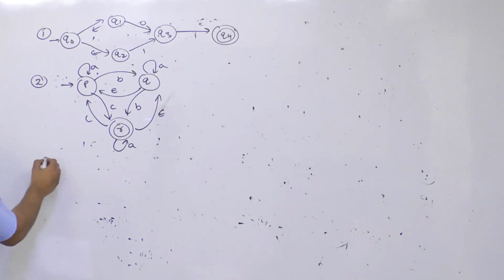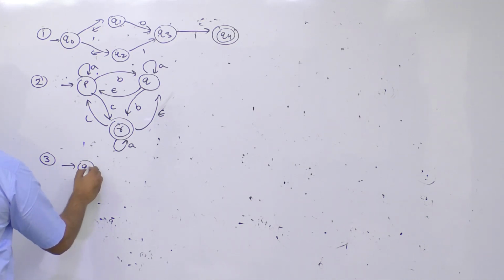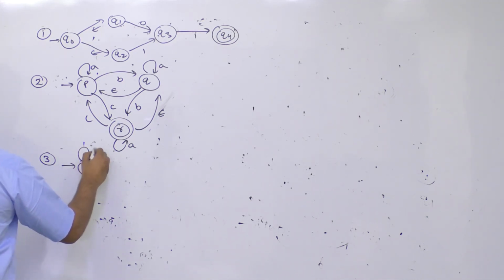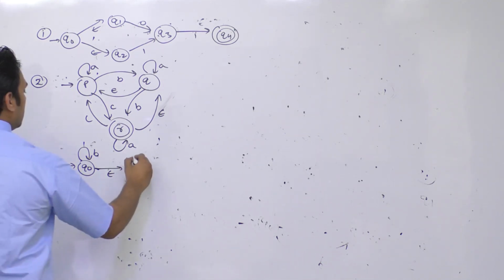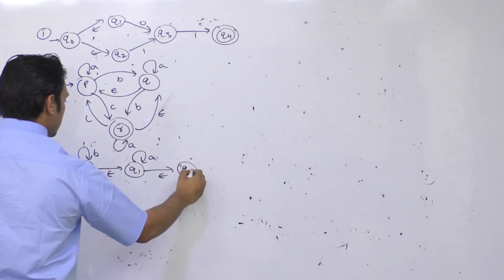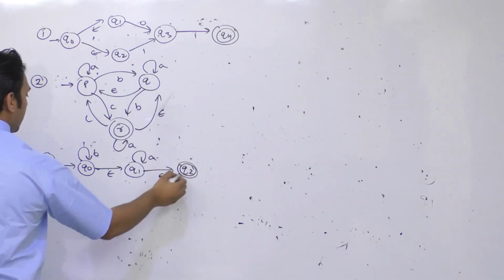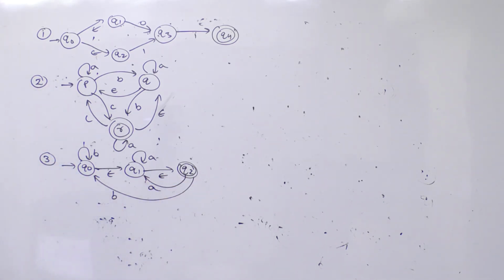And then we have this third example. We have this state which is Q0. We are giving a symbol B. This is epsilon, this is Q1, we are giving a symbol A. This is epsilon, we are going to Q2. This is the final state. Here we have a transition for A, and here we have a transition for B. These are the 3 examples you can practice. Please note down these examples in your notebook. I have also sent you these examples in the Telegram group.